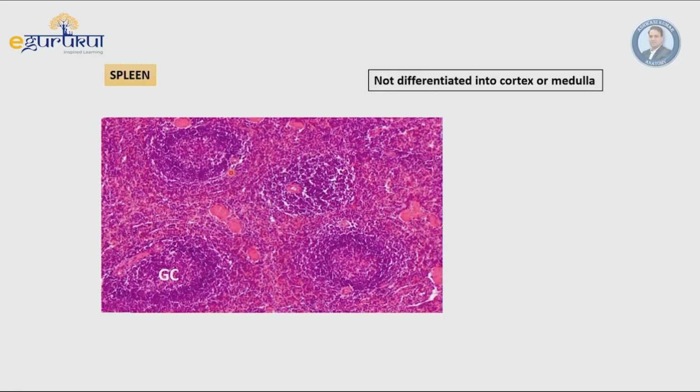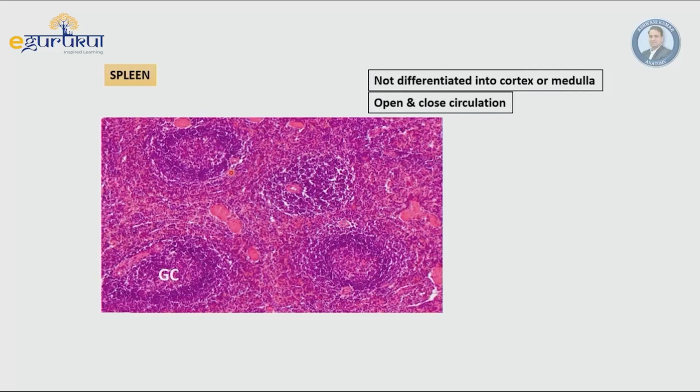The spleen displays a very unique feature of both open and closed circulation. I'll explain what that open and closed circulation is in the upcoming part. So they have this open and closed circulation. Both types of circulation are seen here.